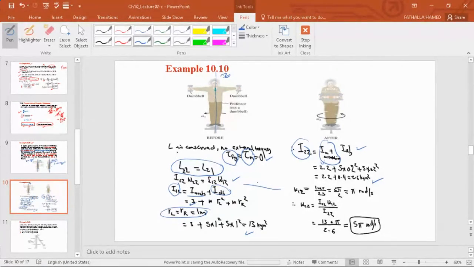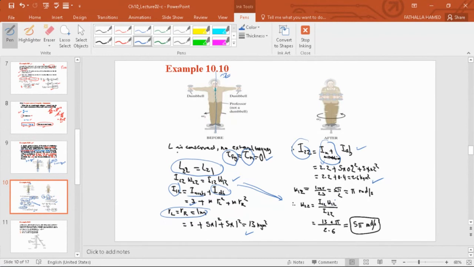Now from this one here, we can basically look at the angular speed after he pulls his arms in. So it will equal I1z omega 1z divided by I2z. But what is my omega 1z?